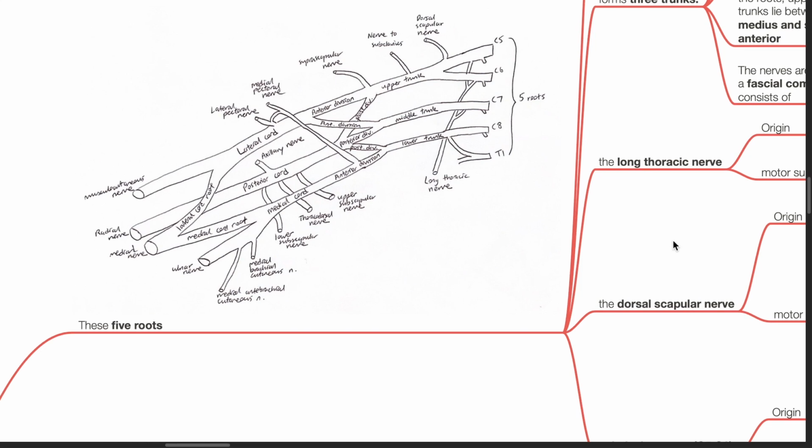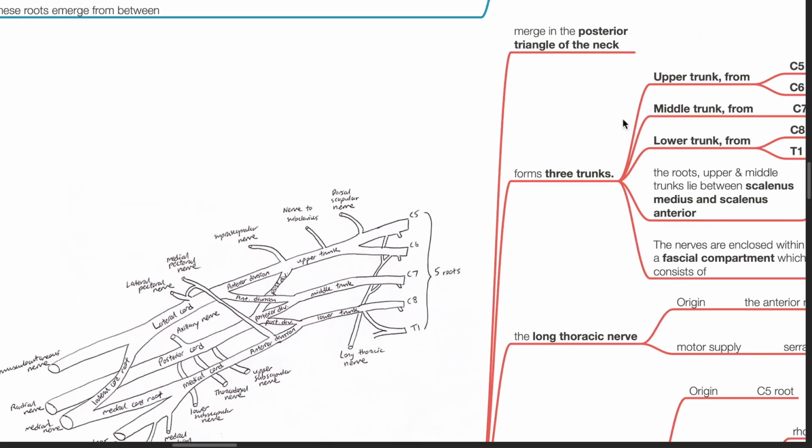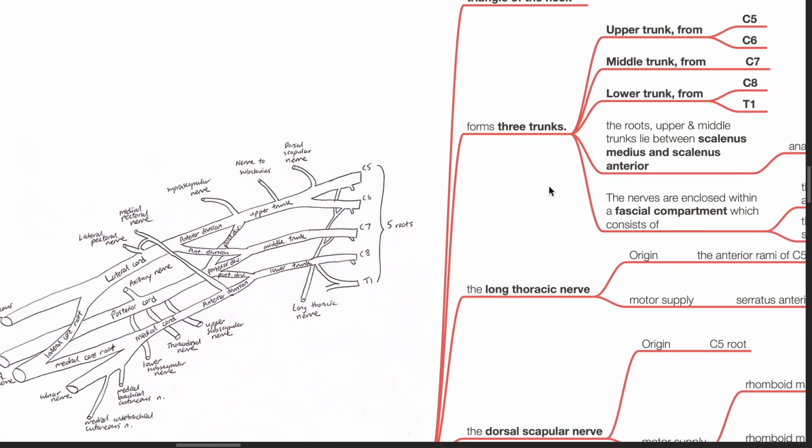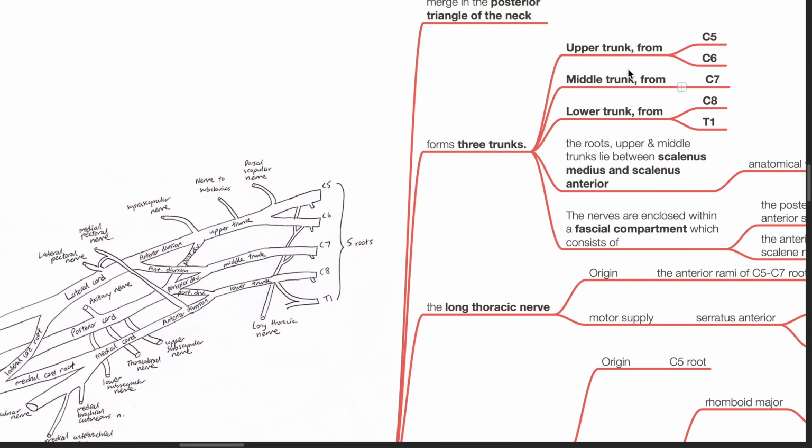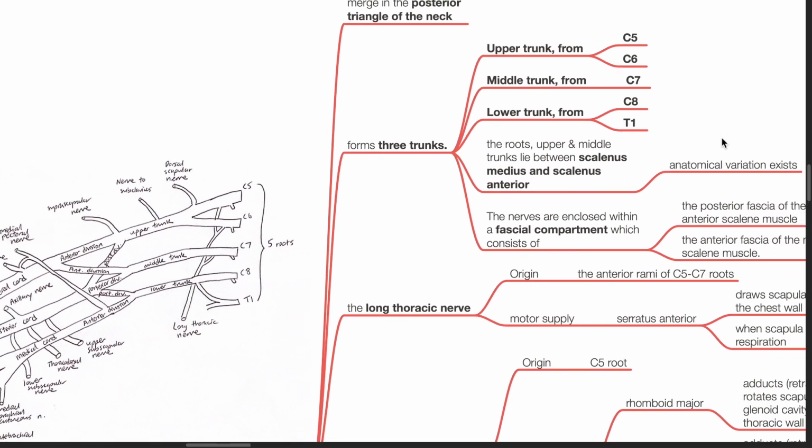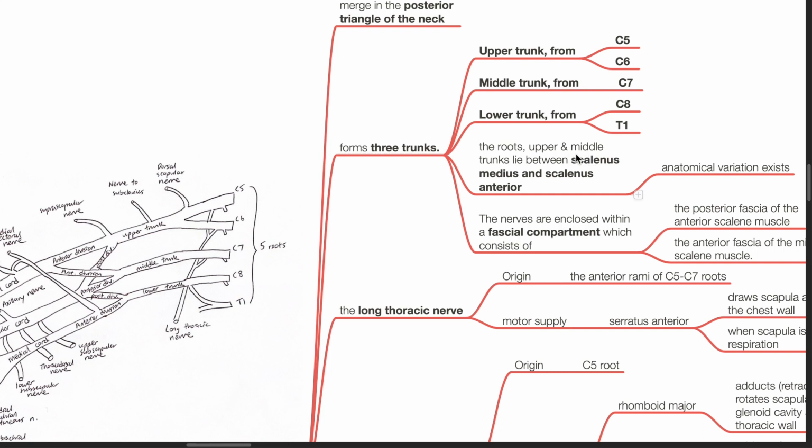These 5 roots merge in the posterior triangle of the neck and form 3 trunks: the upper trunk from C5 and C6, the middle trunk from C7, and the lower trunk from C8 and T1. The roots, upper and middle trunks lie between the scalenus medius and scalenus anterior.